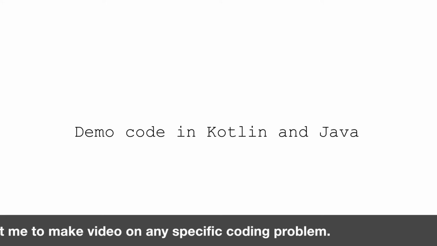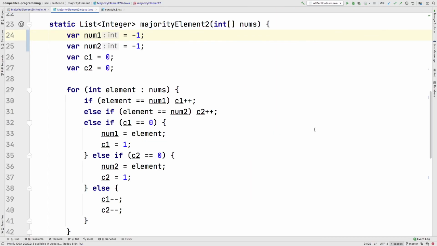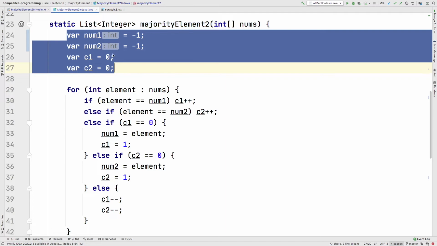Now we will see the demo code in Kotlin and Java. For that, I'll go to my IntelliJ editor. So here is my Java solution. I have written a majorityElement function where I am taking an integer array, and here I have initialized num1 and num2 with -1 and c1 and c2 with 0.